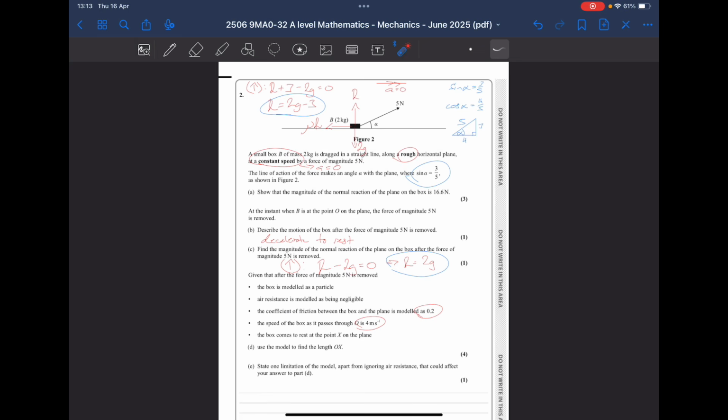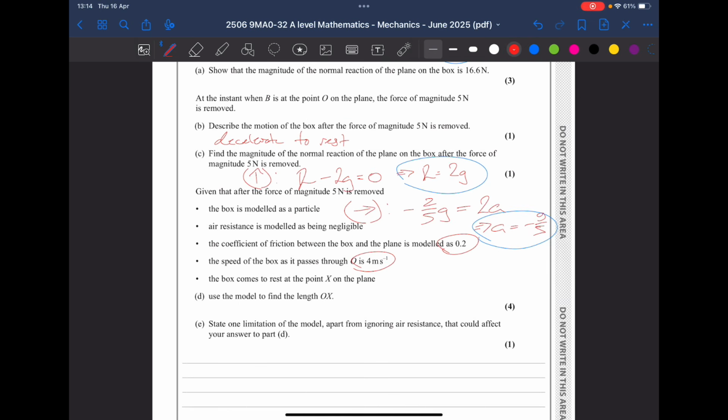For the acceleration, again we resolve forces horizontally. What we've got now to the right is nothing. Nothing pulling us to the right. Remember, our 5 newtons is gone, so nothing pulls us to the right. But putting us to the left, we have that friction. So 0.2 times R of 2g, i.e. 0.4g, which I will write as 2/5 of g. And that's going to equal our net force, our mass times our acceleration, so 2a. What that tells us then is acceleration is negative g on 5.